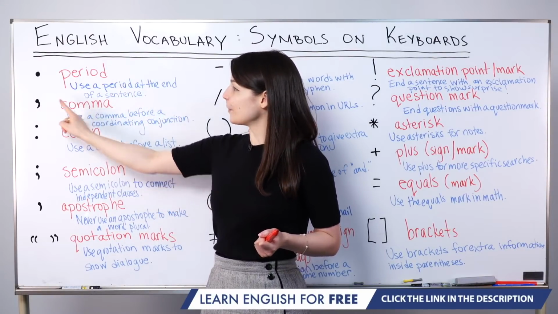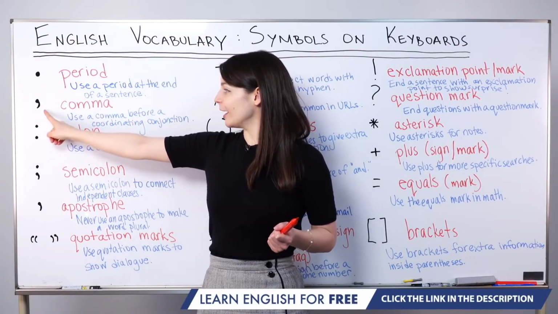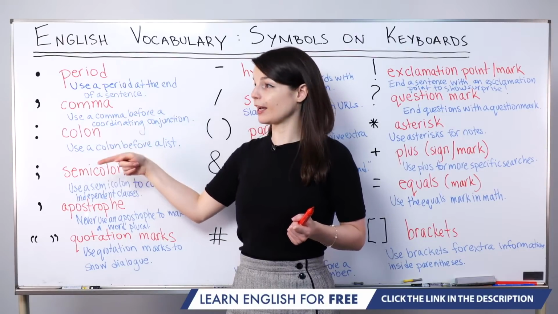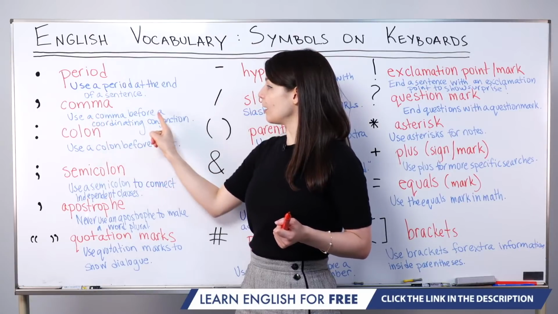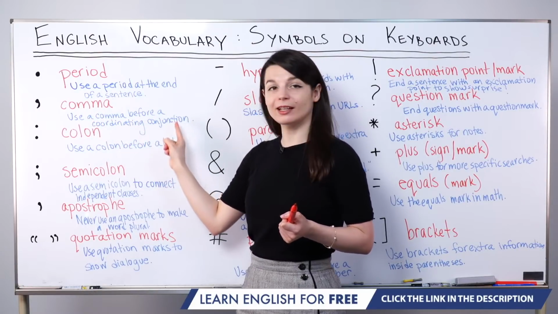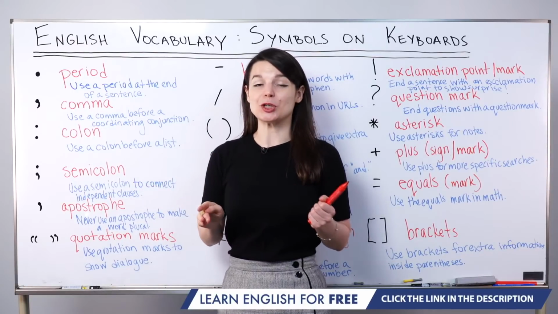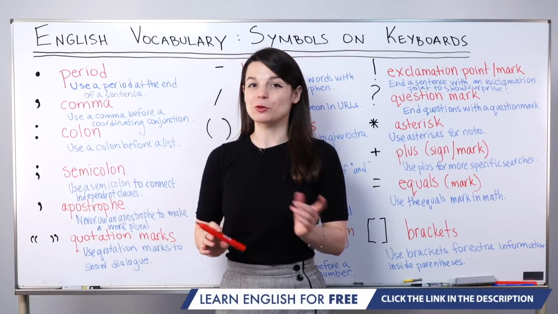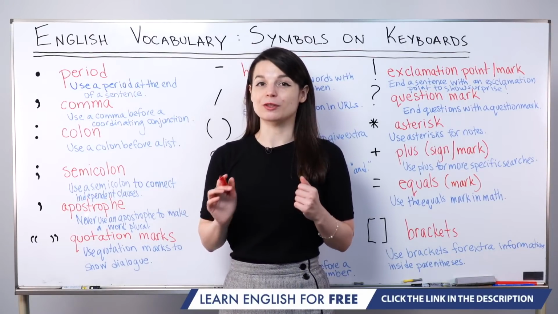Another very common mark is the comma. Commas are used in the middle of sentences usually, or they might come near the beginning of a sentence. We use a comma before a coordinating conjunction. So if you want to know more about exactly when to use commas, please search our EnglishClass101 YouTube channel or our website to find the video about how to use commas.